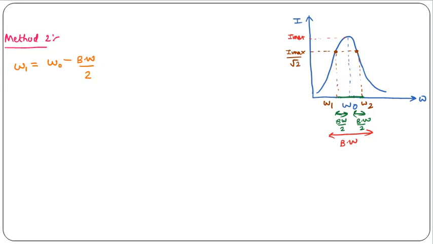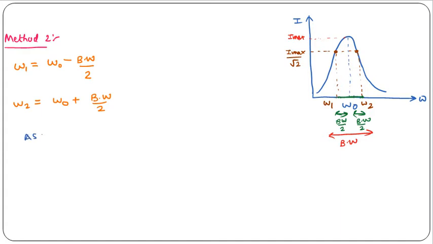Using this formula you will get an approximate answer, so you can easily eliminate the options, but for the exact answer you have to use the formula you have just seen. And omega 2 is the upper cutoff frequency, so this will be given by omega naught, that is the resonating frequency, plus bandwidth by 2. So what is the bandwidth? Omega naught we have already calculated, that is 1000 radian per second. Now let us calculate the bandwidth.